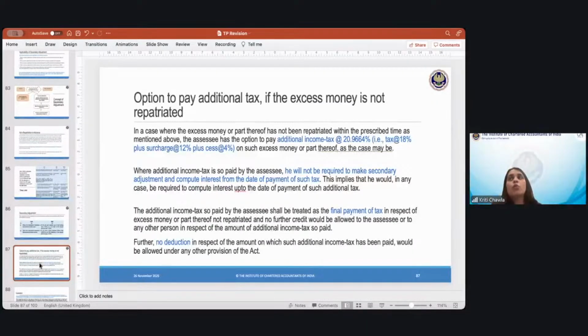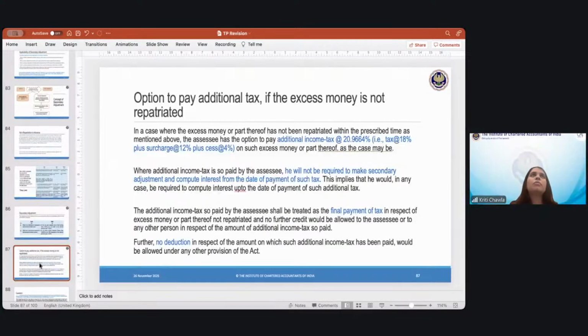the assessee can pay a one-time additional income tax at the rate of 20.9664%. So they can pay tax at the rate of 18%, plus surcharge at the rate of 12%, plus cess at the rate of 4%. So in total they can pay an additional income tax of 20.9664%, and then they will not be required to make a secondary adjustment and compute interest from the date of payment of tax. We'll just presume this as final payment of tax, but then there will be no deduction available for this amount of additional income tax under any provisions of the Income Tax Act.